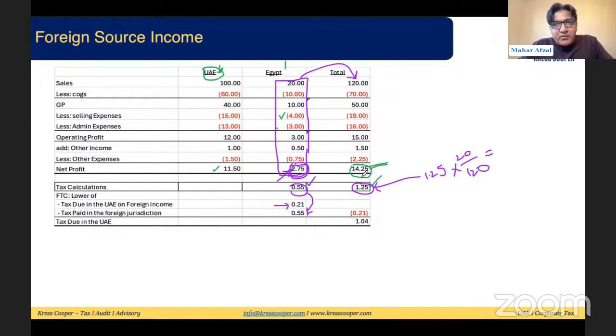How have we calculated this? We calculated the UAE tax, then we applied the weighted average technique. This is the tax due on the foreign source income in the UAE. This is the tax paid out of the UAE. The lower of these you can claim, which is 0.25. The remaining amount you will be liable to pay to the Federal Tax Authority.